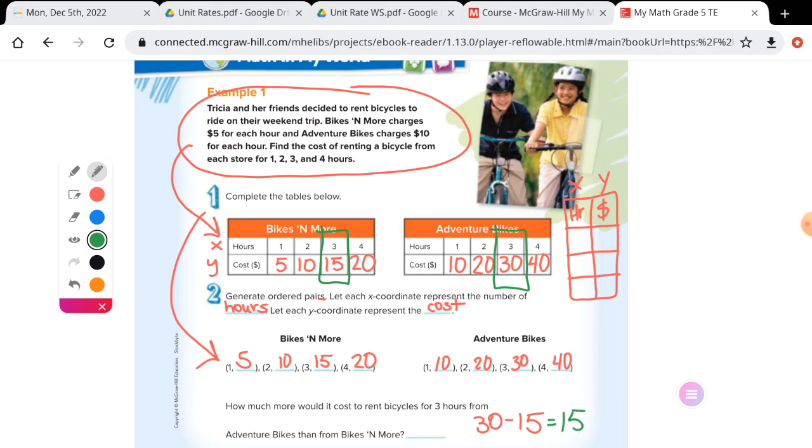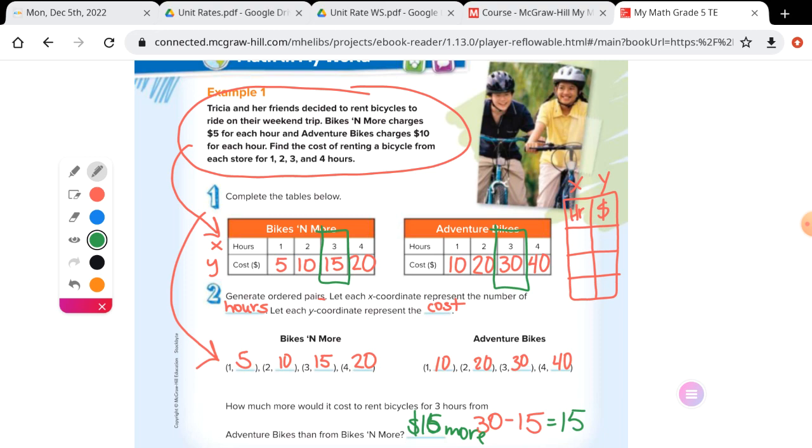15. So my answer would be, how much more would it cost? It would be $15 more. Oops, my 5 looks like a 6 because it connected. $15 more. Remember, when we put a dollar sign, it goes in the front, not in the back. We put it first, we say it last. It's weird, but that's the way it goes.